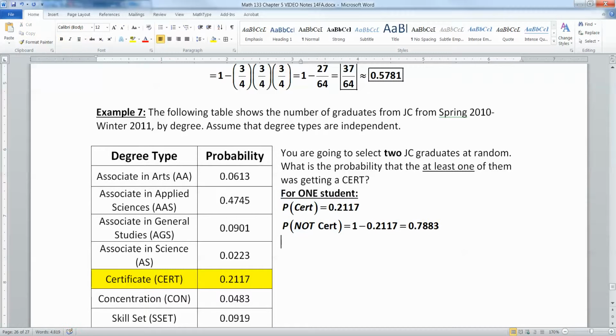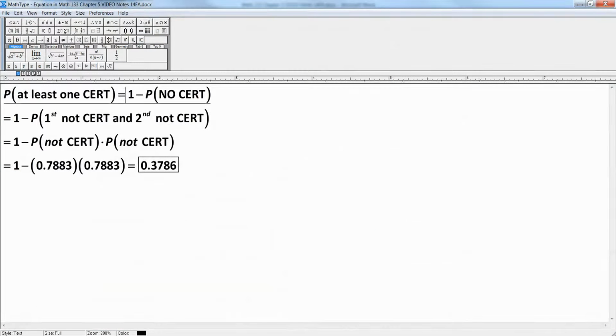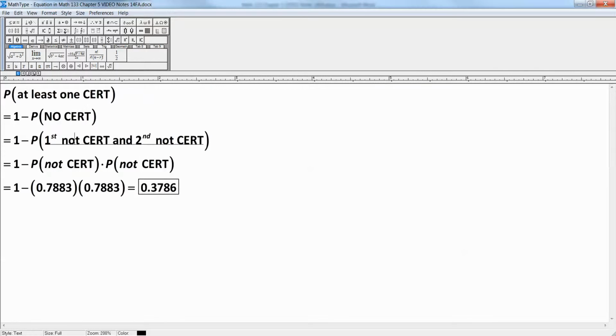Okay, now what about for 2 students, which is what they were actually asking about? For 2 students, I want the probability of at least one of them getting a certificate, right? So that's the probability of at least 1 cert. So what I'm going to do is take the probability of no cert and take it away from 1. So that means I want the probability of the first one not getting a certificate and the second one not getting a certificate. And that "and" in there really means it's timesing. Remember that the word no or none means multiplication rule. It means you're going to have to times it.